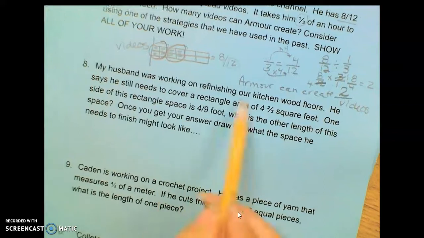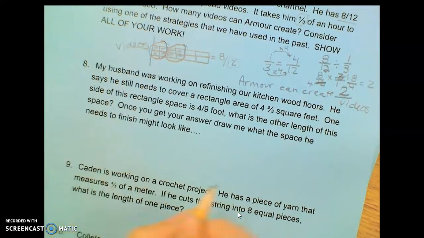My husband was working on refinishing our kitchen floors. Sorry, I'm not going to read through all that. You should have done that on your own.